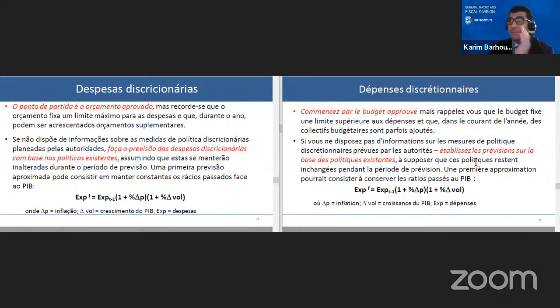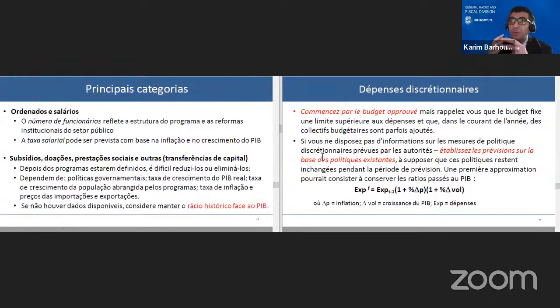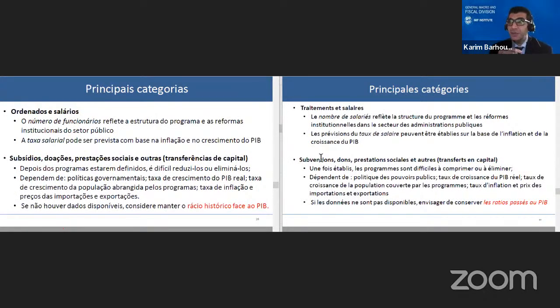That being said, we will see in the workshop that for other main categories, for example wages and salaries, let's say we want to forecast the wage bill. It depends on the information that you have about the number of employees in the country, and also whether there is any institutional reform in the government sector. We can also have information or assumptions about the wage rate, which can be forecasted using inflation and GDP growth.